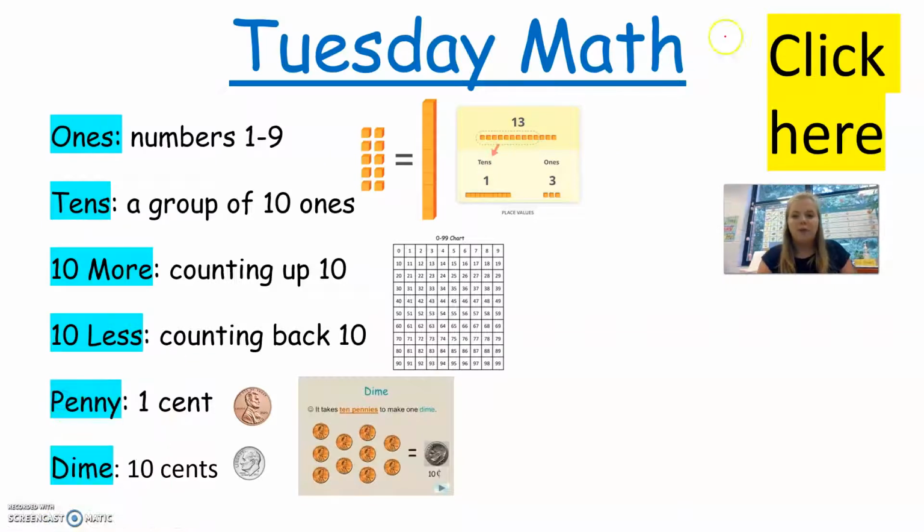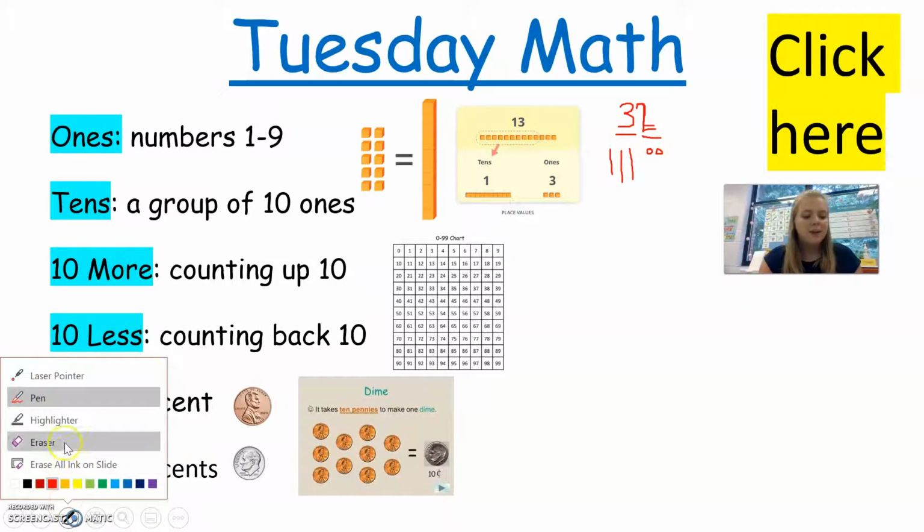Let's try one more. Let's try the number 32. 32 has 3 groups of 10s. And let me fix my 2. Doesn't look too great. And how many ones? 2 ones. Yep, so 32 is 3 groups of 10s and 2 ones.